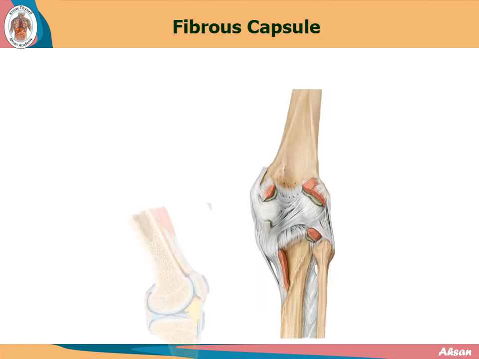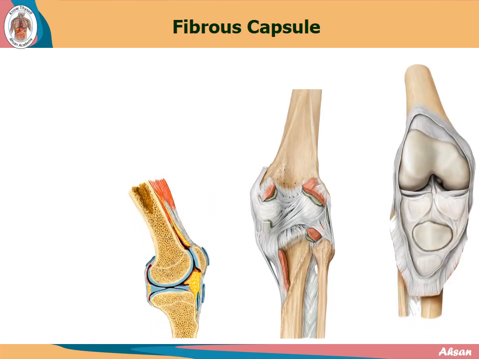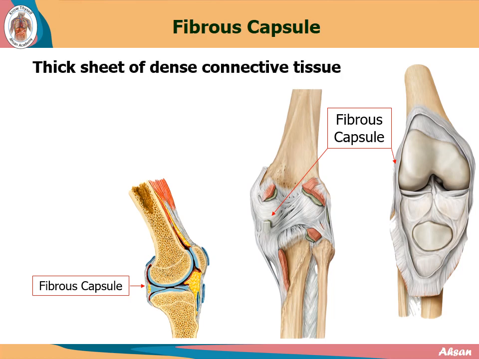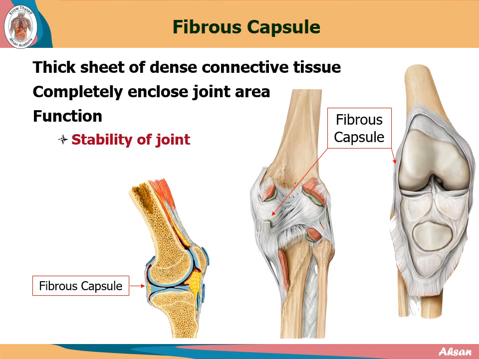Now, fibrous capsule. Fibrous capsules cover the ends of the bones that participate in the joint formation. This is shown in the figure. This is the fibrous capsule in the section of the joint. It's a thick sheet of dense connective tissue, completely enclosing the joint. Its function is to stabilize the joint, and it contains special receptors responsible for proprioception, which help to indicate the position and movements of the joint.